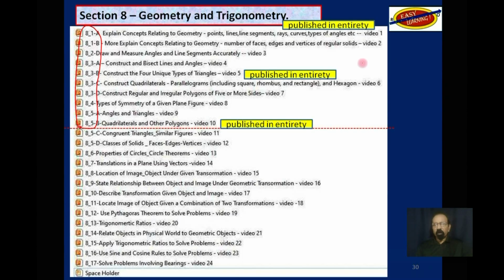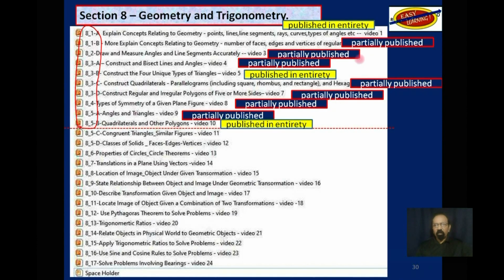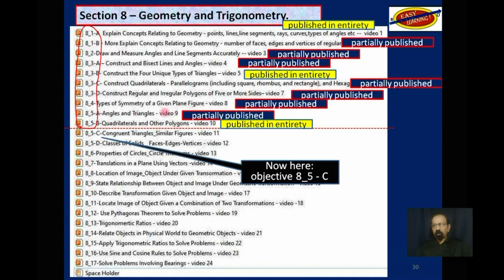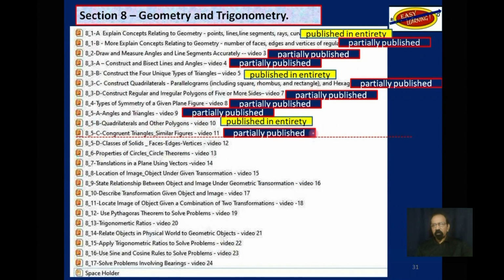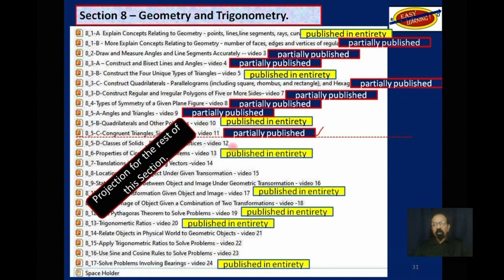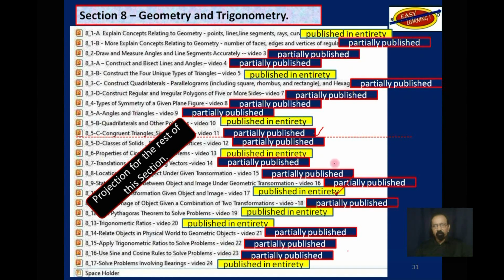Those 3 have been published in their entirety, the others partially. We are now here, part C of this objective, which is actually video 11 in this section. When that is finished, it will be partially published. That is this here. Now, this is a projection for the rest of this section, how the videos will be published. These 5 more will be published in their entirety, as indicated in yellow here, and the others partially.